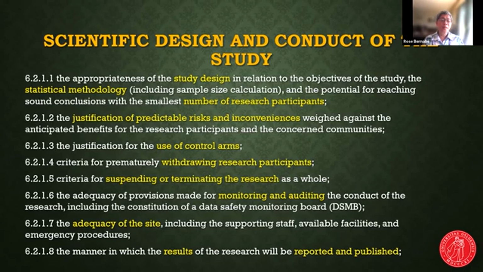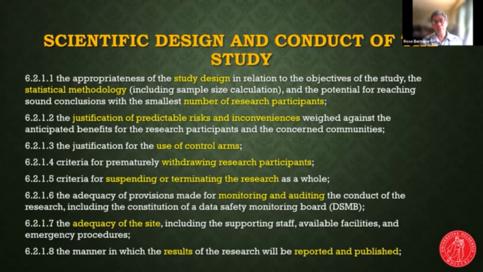Okay, now with that in mind, let's go through what we mean by the points referring to scientific design and conduct of the study. The first is that the ethics committee would want to look into the appropriateness of the study design, including statistical methodology, for example, sample size calculation. But also you want to look into, for example, the number of participants.